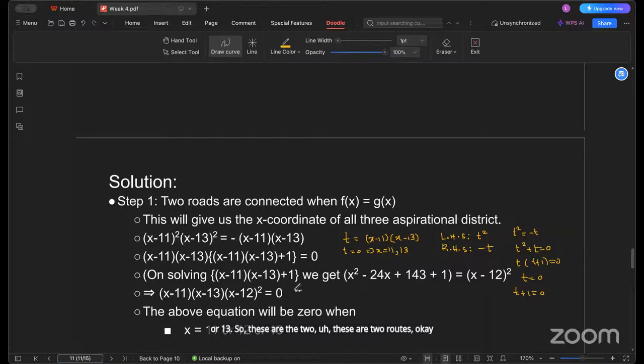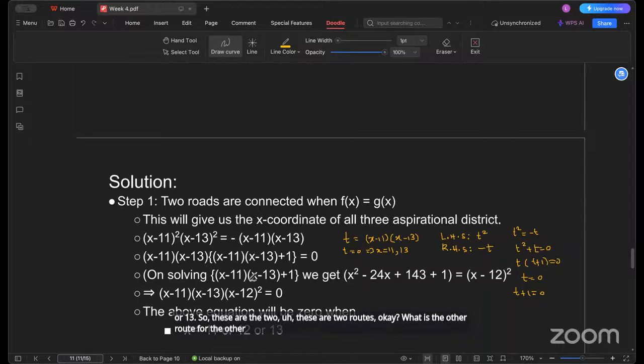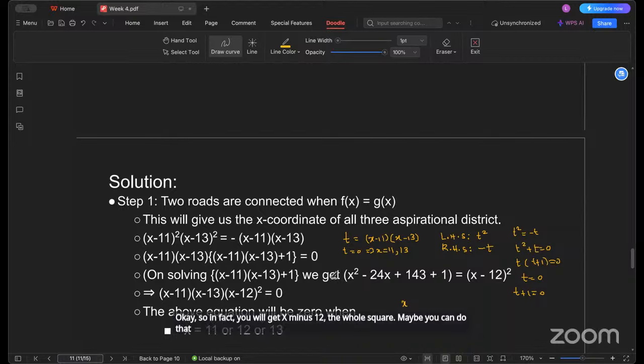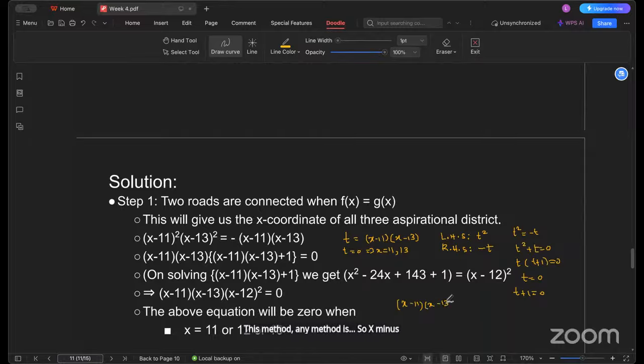Okay. What is the other root? For the other root, you have to solve this. t plus 1 equal to 0. That is x minus 11 into x minus 13 plus 1 equal to 0. You have to equate it to 0. So if you equate it to 0, then this is what you will get. Okay, so in fact, you will get x minus 12 the whole square. Maybe you can do that. So either you follow this method or this method. Any method is fine. So x minus 11 into x minus 13 plus 1 equal to 0.